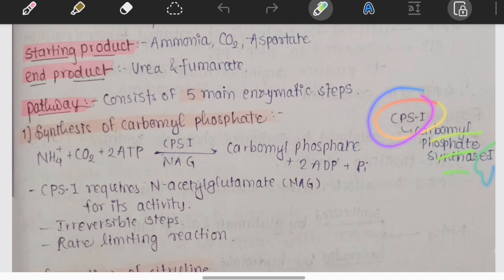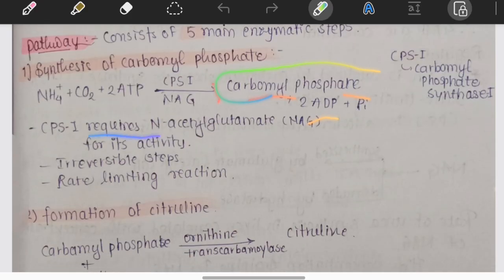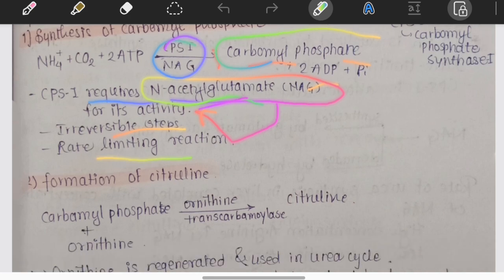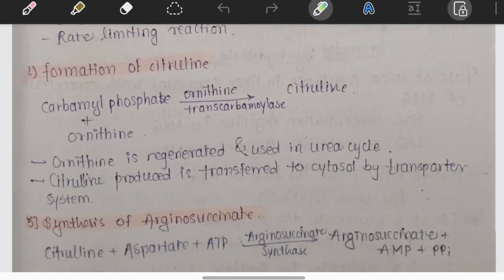This enzyme is used with N-acetyl glutamate, NAG. NH4 plus CO2 plus 2 ATP, with CPS1 plus NAG, gives carbamyl phosphate plus 2 ADP. CPS1 requires N-acetyl glutamate, which means this enzyme requires NAG for its activity, and it is an irreversible step and a rate limiting reaction.